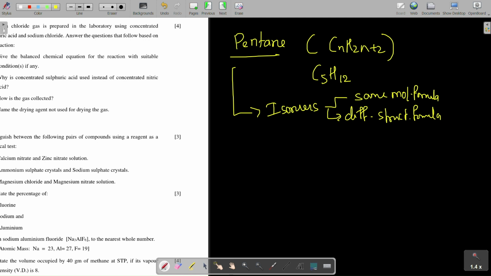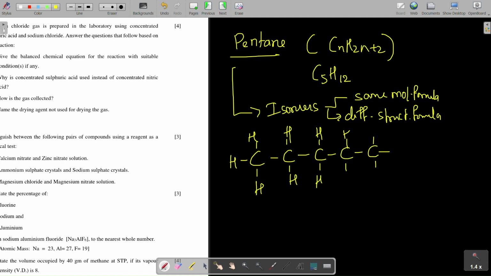Okay, so one straight chain you can write: 1 2 3 4 5 carbons, and every carbon should have 4 bonds. So structural formula always shows all the bonds, otherwise you may lose marks. Some people write the condensed formula, which is not good. So this is the straight chain.